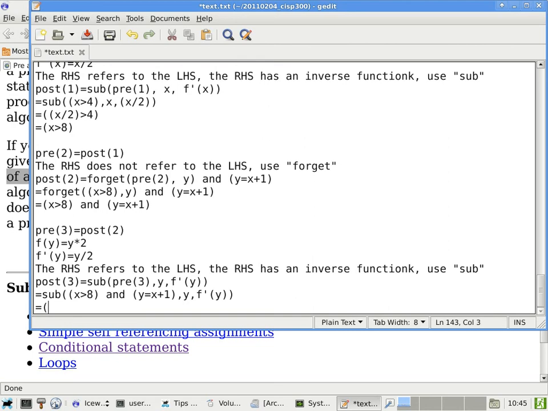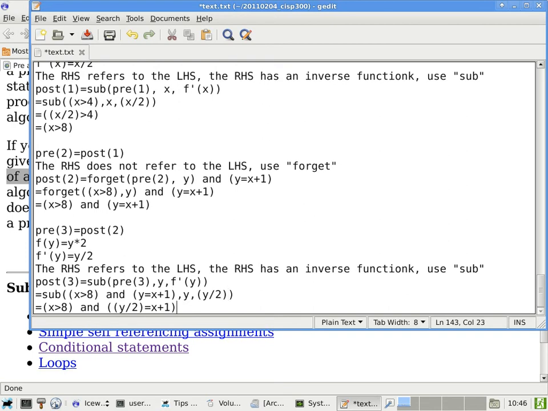And what do we have after that? We take this whole thing, paste it, and then the only y we have is right here. So we take that out and replace it with y divided by 2. I forgot one step here, sorry about that. I should have said, f prime of y is just y divided by 2 in this case.